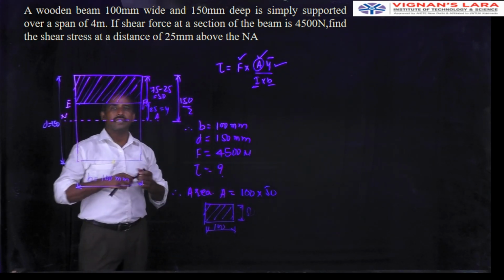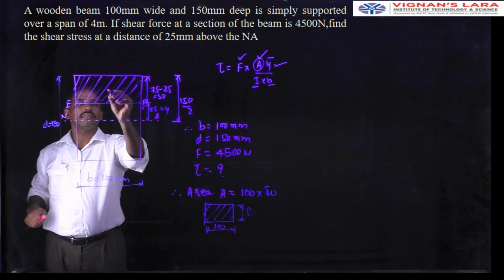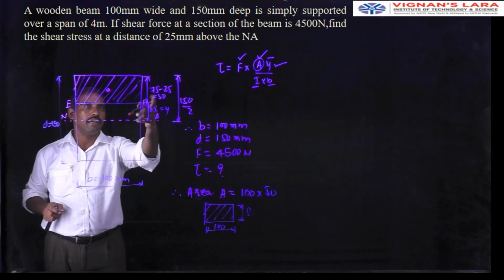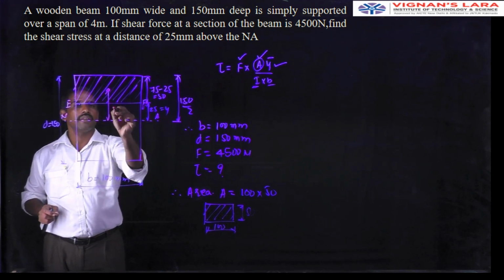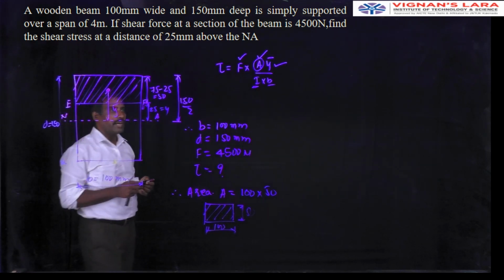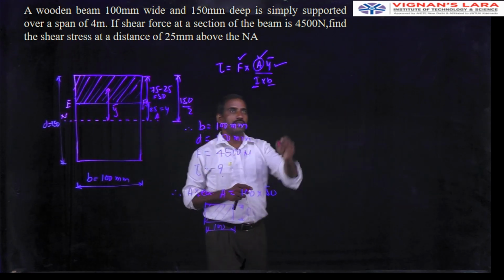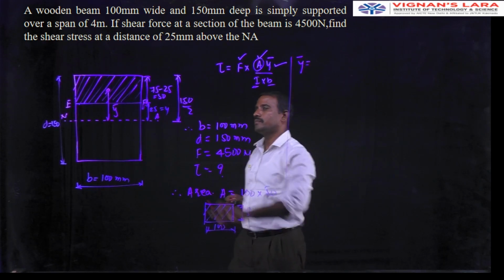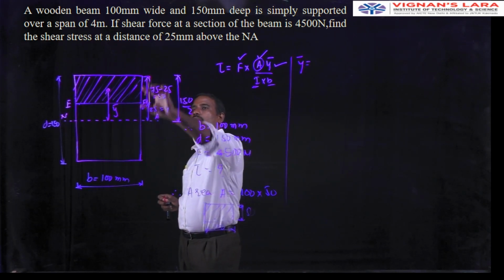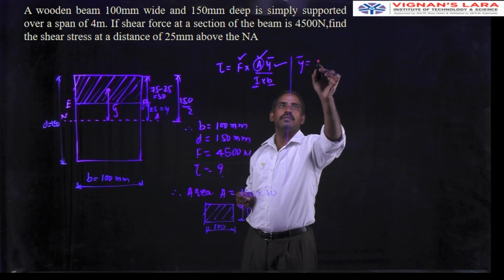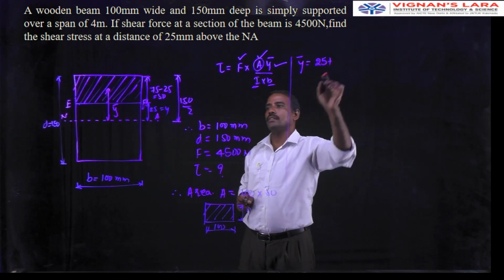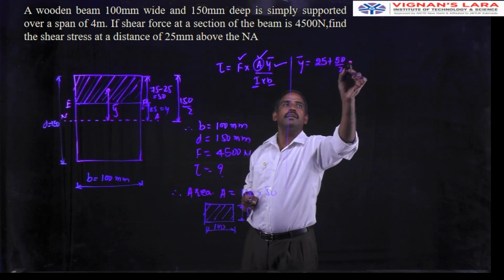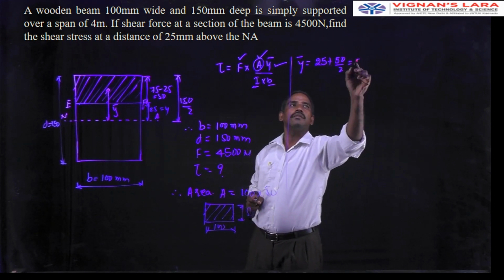Then let us consider the y bar. This is the centroid of an area capital A of dimensions 100 by 50. So this is y bar. The second important point is the calculation of y bar. As we know, y bar is equal to y plus 50 by 2. Very simple, that is equal to 25 plus, the depth of the hatching portion, 50 by 2. Simply that is equal to 50.